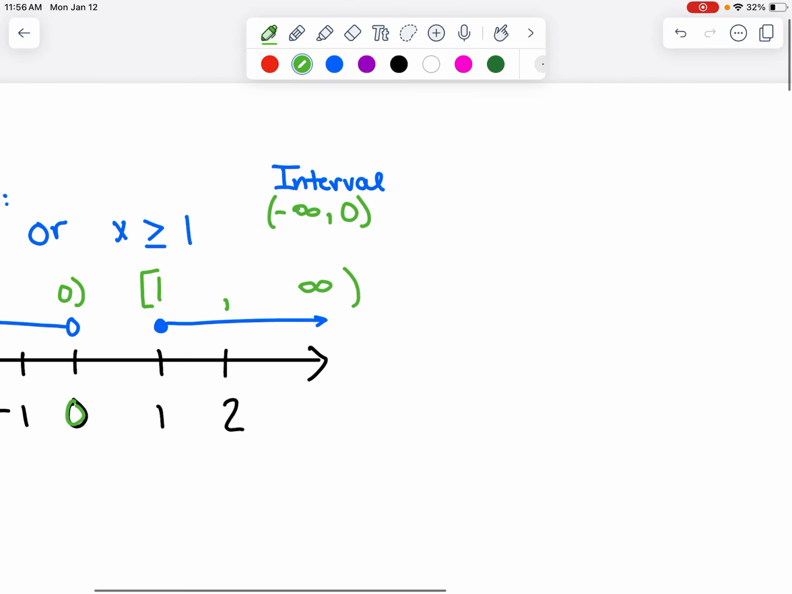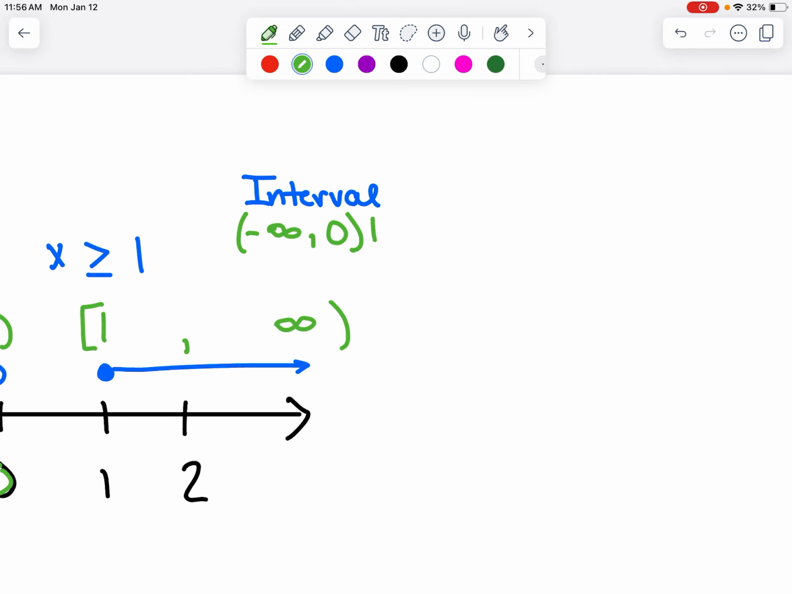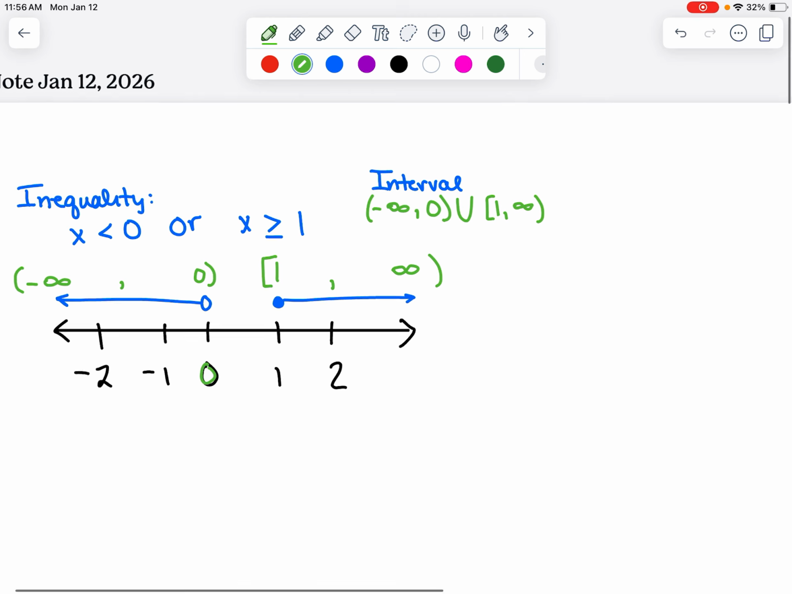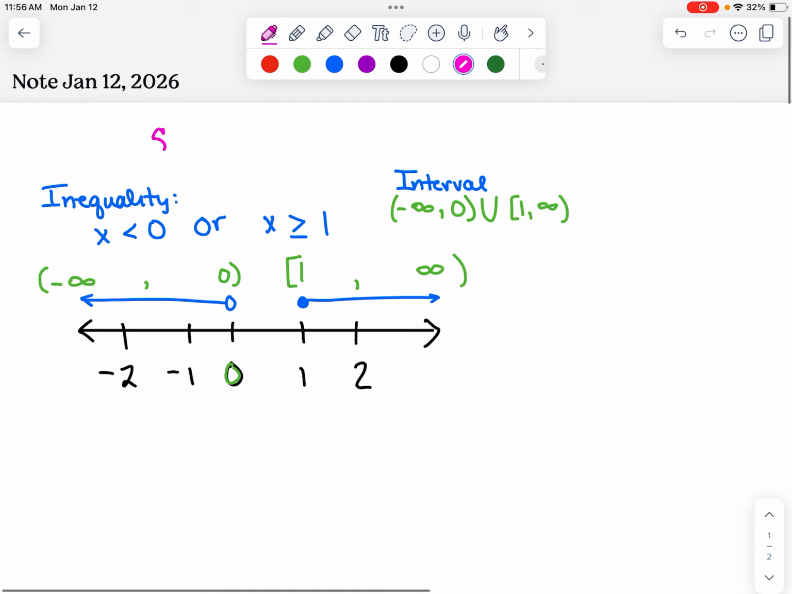So we're going to write that with our interval notation. We're going to say it's union, like together with, going from positive 1 to infinity. Again, the bracket because it touches. All right, so that's inequality statement, interval notation, and then let's do a set builder. I'll just write it, set builder.